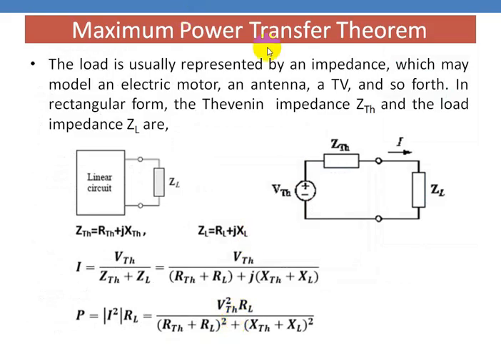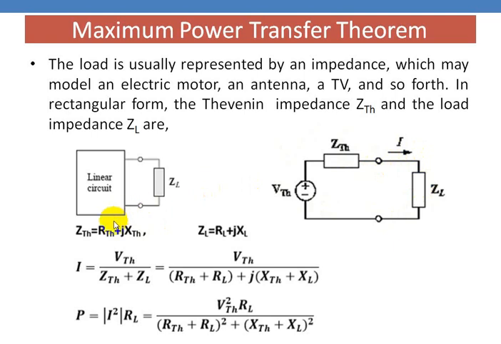Then the maximum power transfer theorem in AC circuits. So here the load is usually represented by ZL. It can be a motor or antenna or TV, it can be anything. So the circuit between the load terminals can be reduced into a Thevenin network consisting of a voltage source and Thevenin impedance. And then you connect this load impedance across the terminals and let I be the current in the circuit.